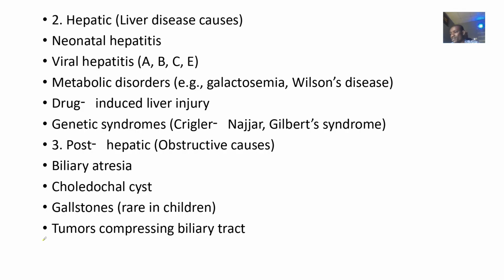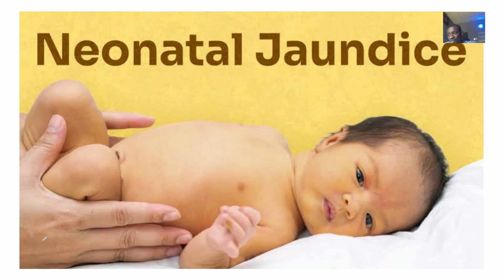So post-hepatic causes of jaundice, this one you are now saying the issue is happening after the liver. The bilirubin has been conjugated with glucuronic acid, so it is ready to actually get out. Now you are having the issue there. So it could be biliary atresia, it could be choledochal cyst, could be gallstones, could be tumors compressing the biliary tract.